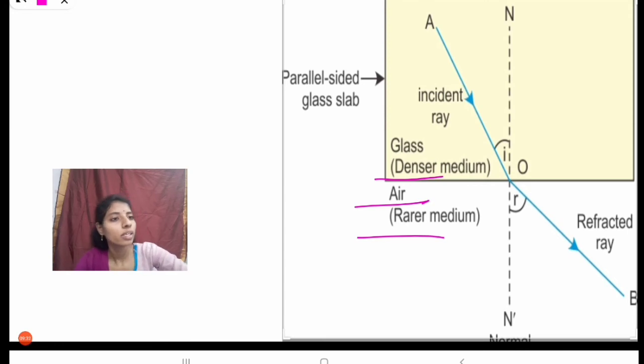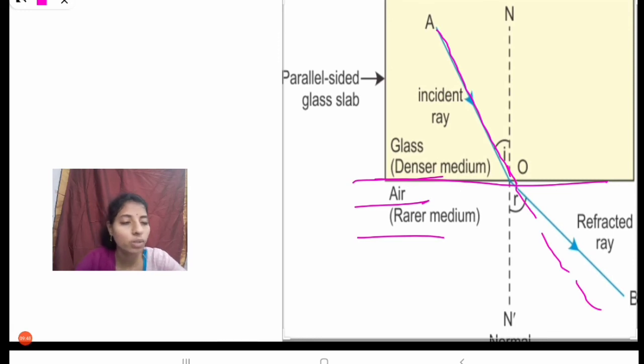So here the incident ray travels from the glass medium. From this interface between glass medium and air medium, the bending of the light takes place. It does not travel straight like this. Somewhat bending of the light takes place. So we are calling this light ray a refracted ray.